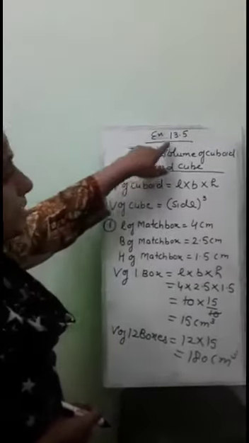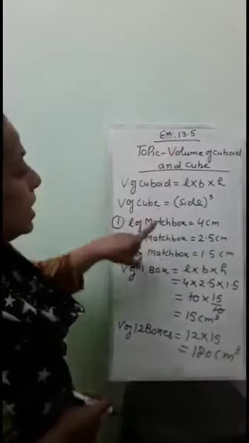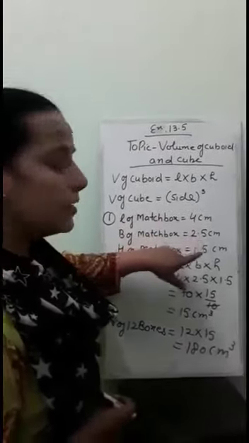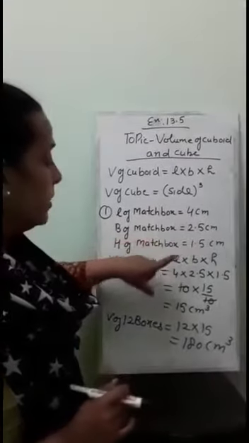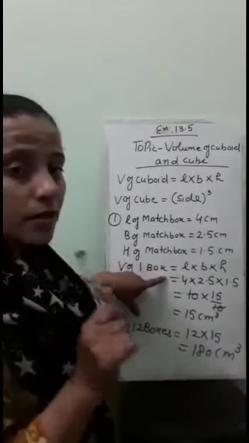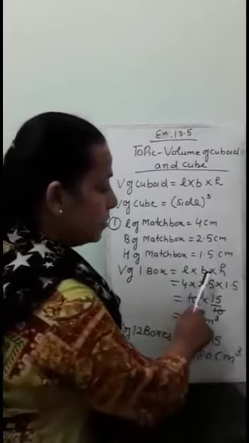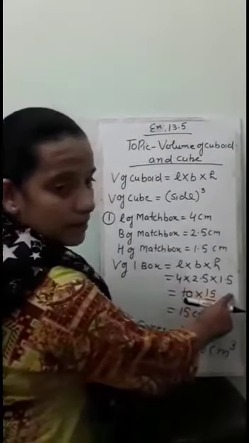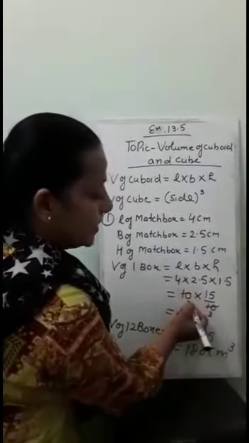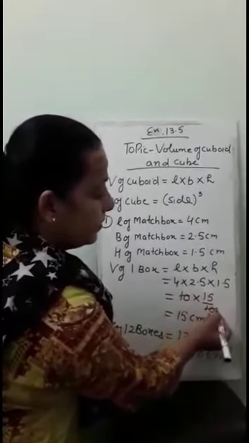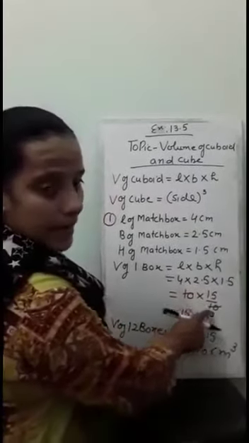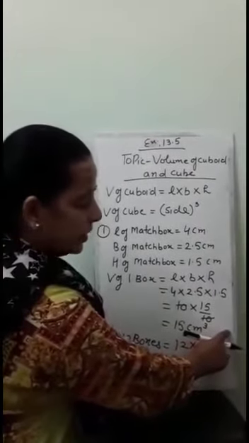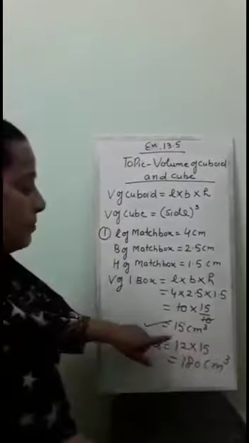First sum, exercise 13.5. The length of a matchbox is 4 centimeter, breadth is 2.5, height is 1.5. Is it clear? Volume of one box is L into B into H, which is 4 into 2.5 into 1.5. 4 into 2.5 is 10. Into 1.5 is 15 upon 10. 10 and 10 are cancelled. Your answer is 15 centimeter cube. This is the volume of one box.